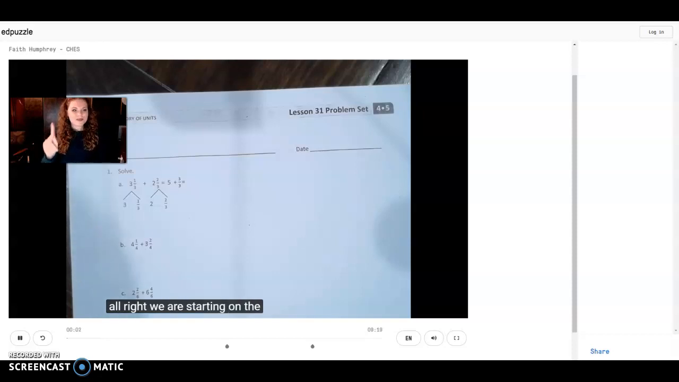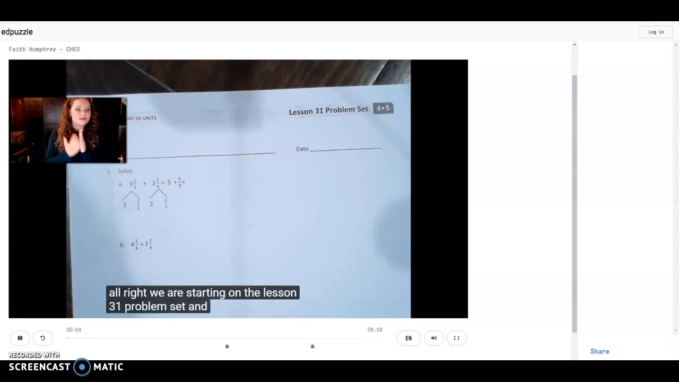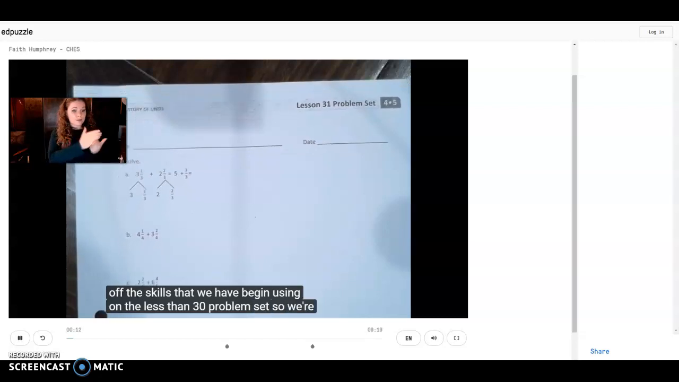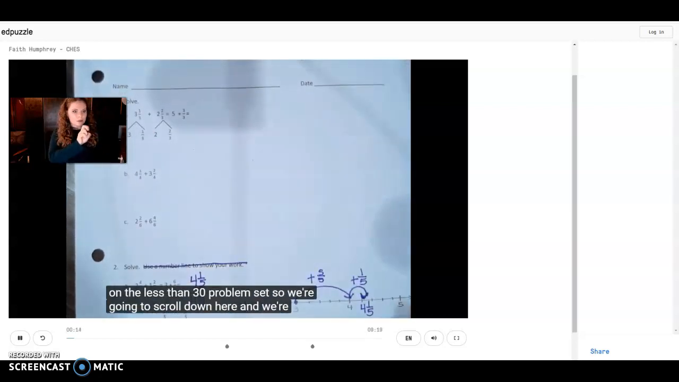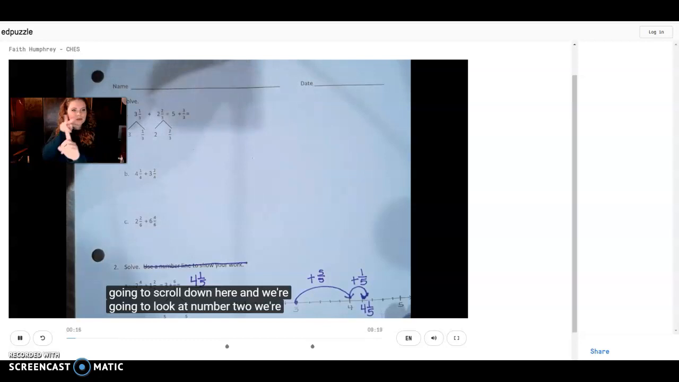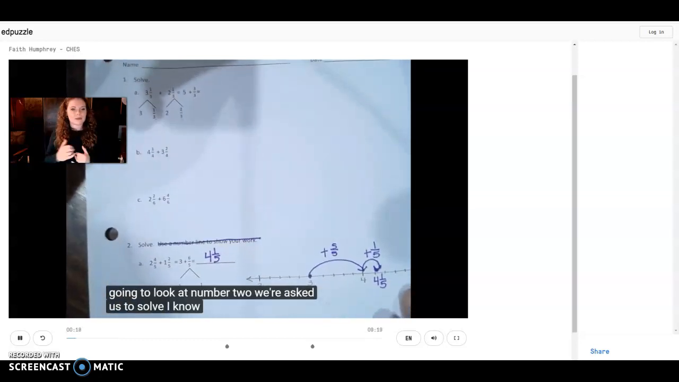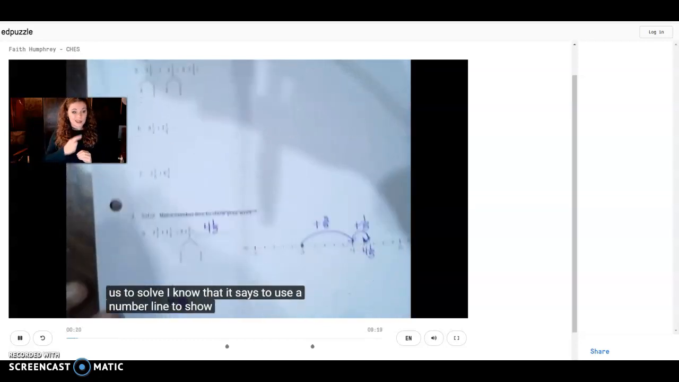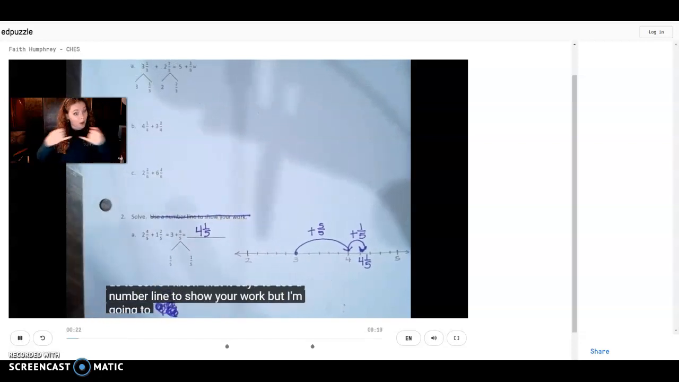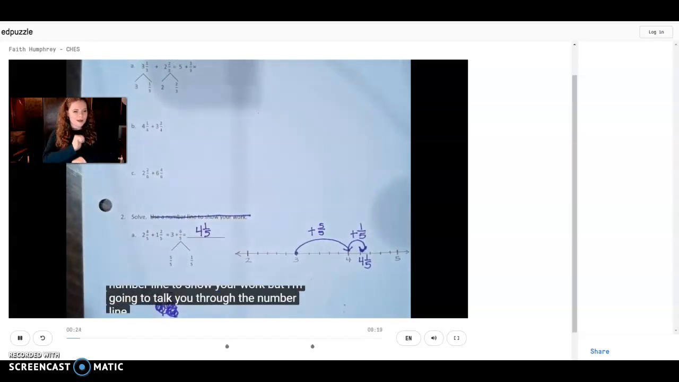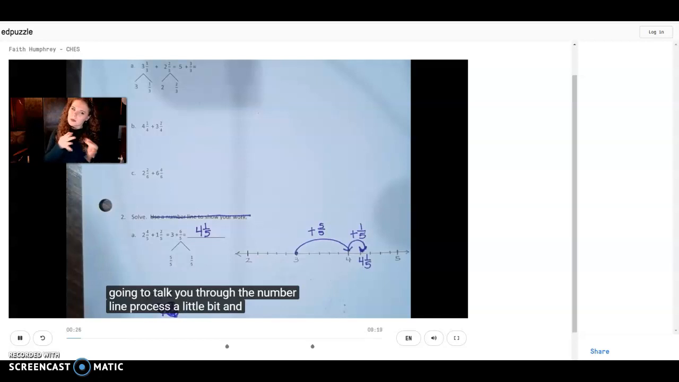We are starting on the lesson 31 problem set, and we're really building off of the skills that we have begun using on the lesson 30 problem set. So we're going to scroll down here and we're going to look at number 2 where it asks us to solve. I know that it says to use a number line to show your work, but I'm going to talk you through the number line process a little bit and kind of explain it to you with A, so that way you have a good understanding of it.